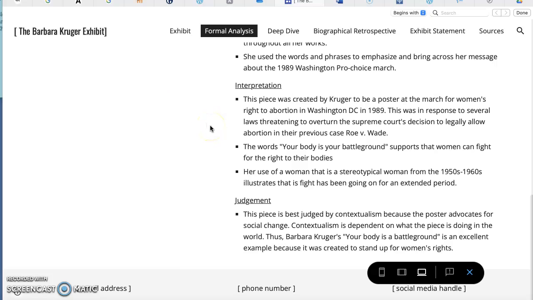Thus, Barbara Kruger's Your Body is a Battleground is an excellent example because it was created to stand up for women's rights.